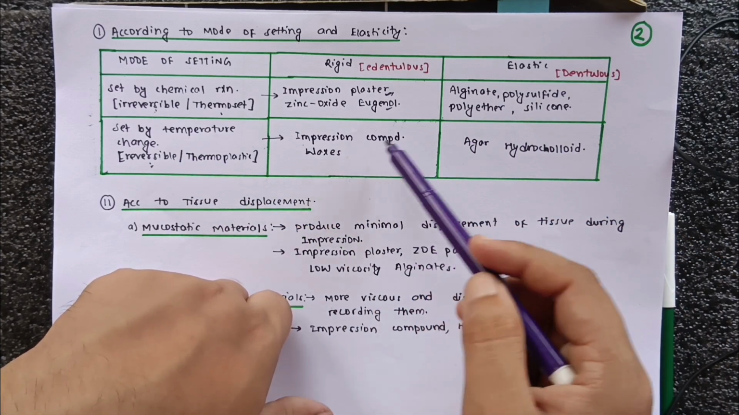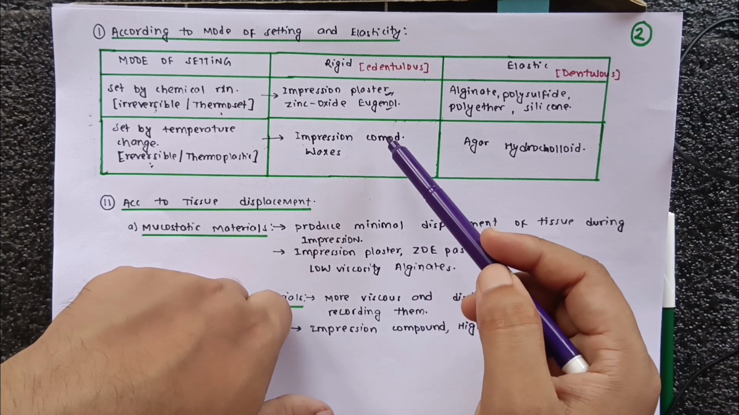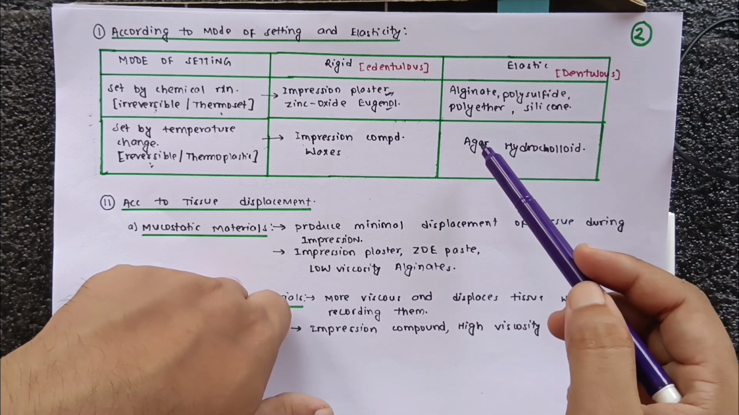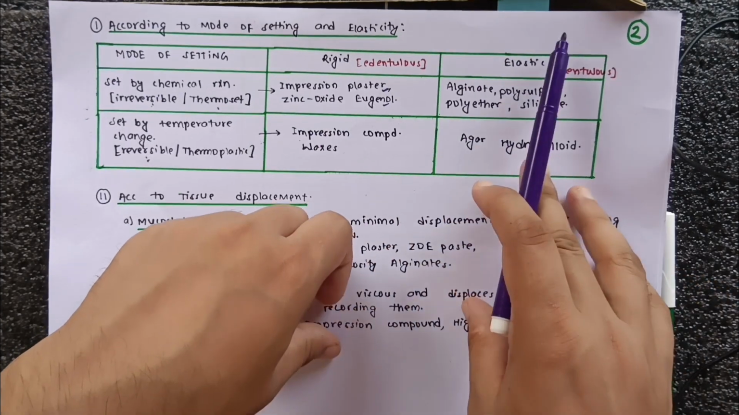This is the most famous substance that is used in impression making, and another is the impression wax. And another is the agar hydrocolloid. So just remember this much for now.